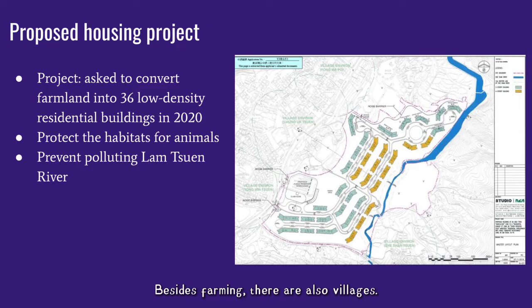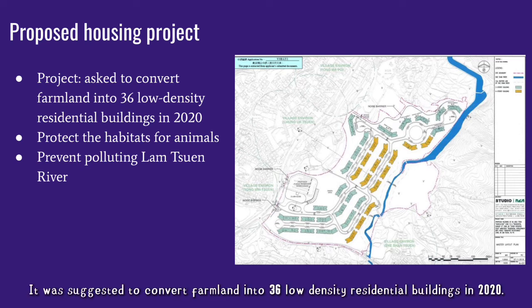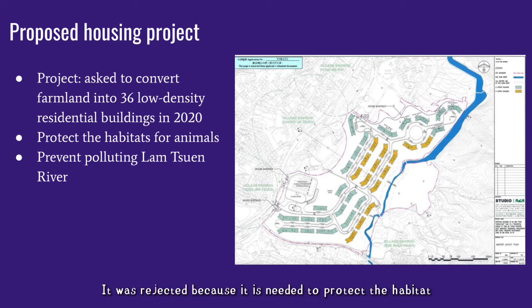Besides farming, there are also villages. It was suggested to convert farmlands into 36 low-density residential buildings in 2020. It was rejected because it is needed to protect the habitat for animals and prevent polluting Lam Tsuen River.